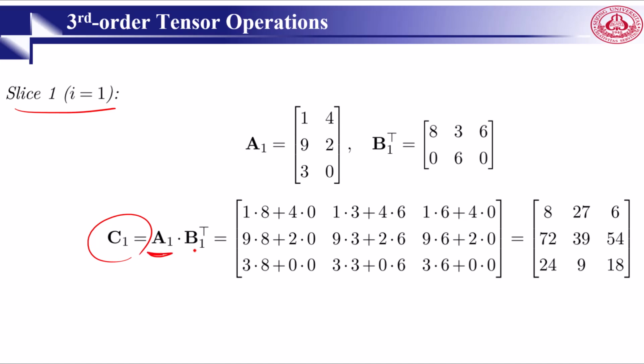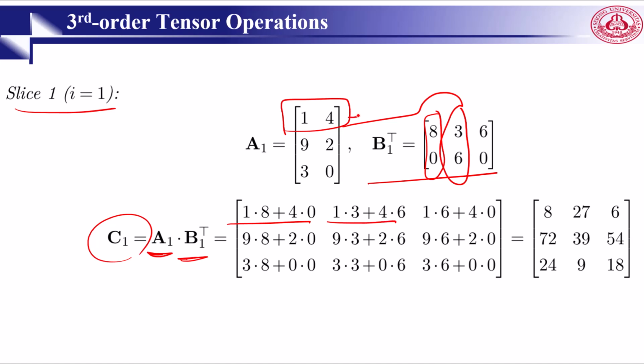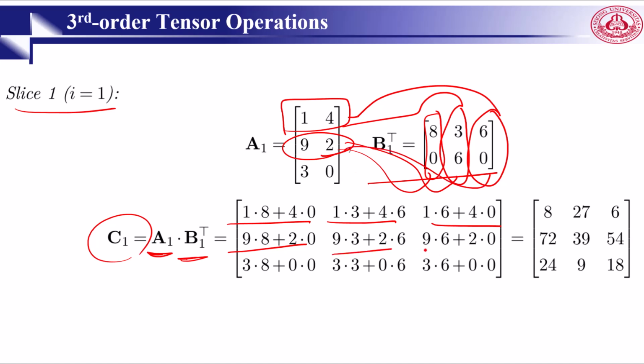It will be A1 multiplied by the transpose of B1. So this is the transpose of B1. Okay, first row, first column, this one. First row, second column, this one. First row, third column, this one, right? Second row, first column, second row, second column, second row, third column. And the same we can do, then we will come up with this one. So this one will be C1, the first layer of C, right, as the result.